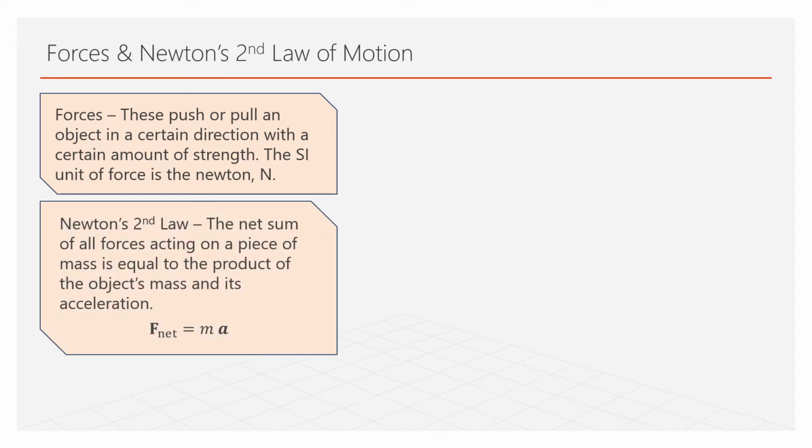This is Newton's second law. The net sum of all forces acting on a piece of mass is equal to the product of the object's mass and its acceleration, and is written as the net force equals ma.